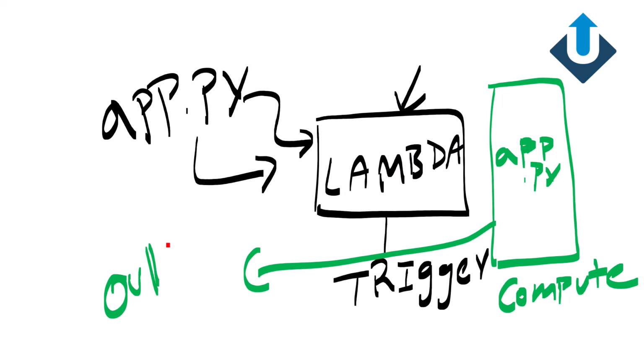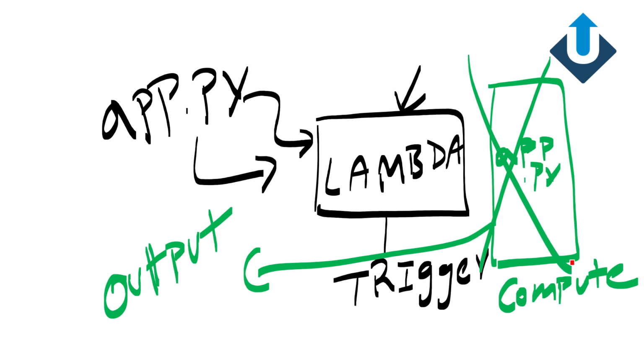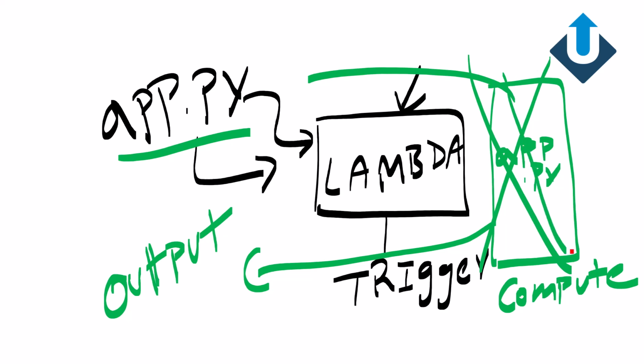Once you get the output, this compute would be removed. So that is the meaning of serverless. That means whenever your code requires compute to run the program, AWS provides the compute under the hood. Once the program runs and you get the output, AWS will automatically terminate the compute. And you will be charged, for example, let's say this app.py file takes around 3 seconds to run, you will be charged only for the 3 seconds.